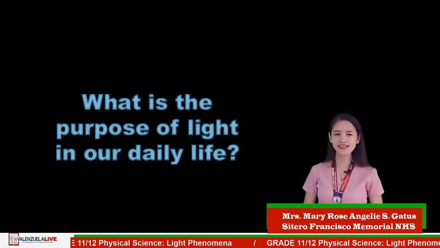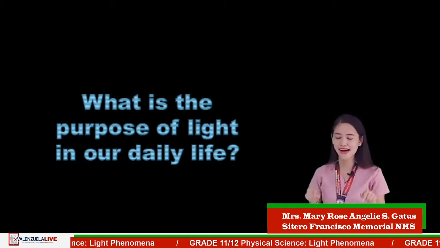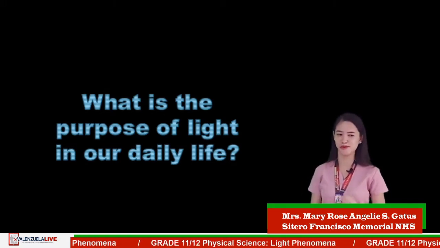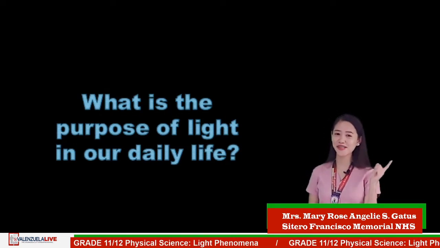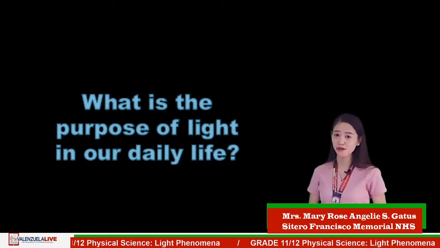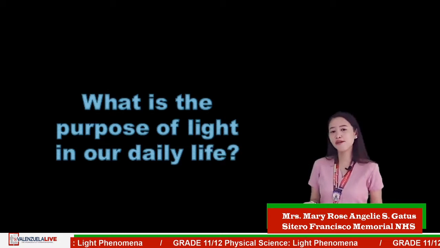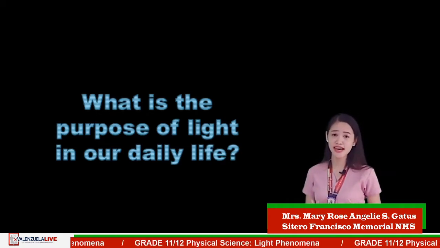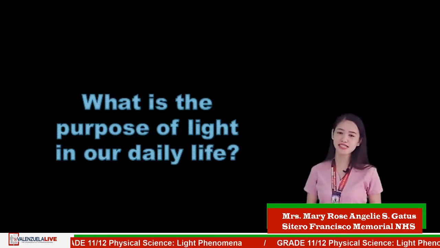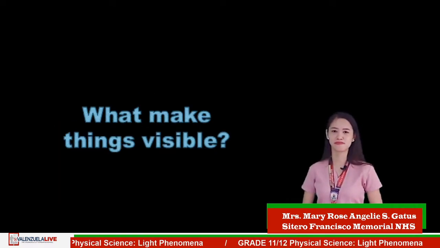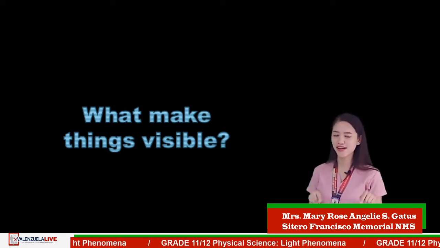Now, what is the purpose of light in our daily life? Kindly comment your answers below. That is correct. In our daily life, we see a variety of objects in the world around us. However, we are unable to see anything in a dark room. On lighting up the room, things become visible. So what makes things visible? Kindly comment your answers below.